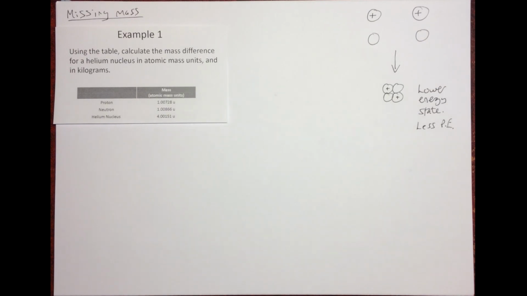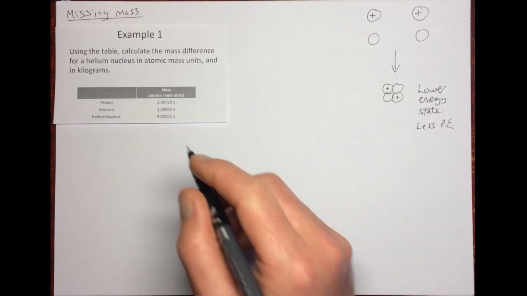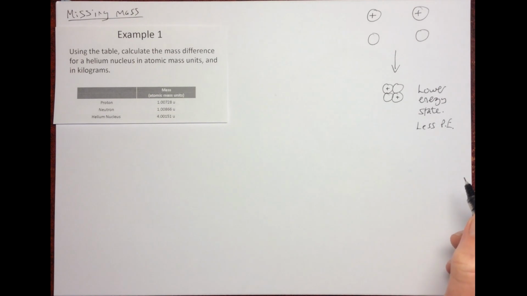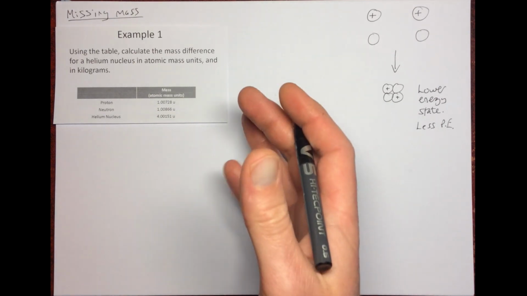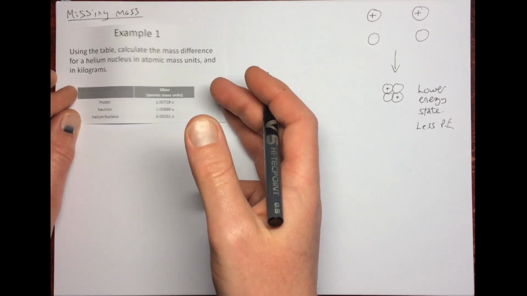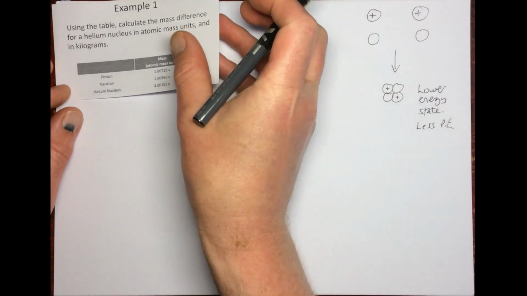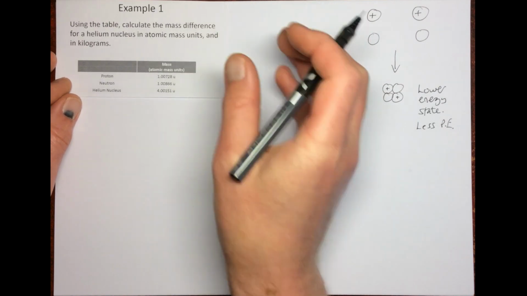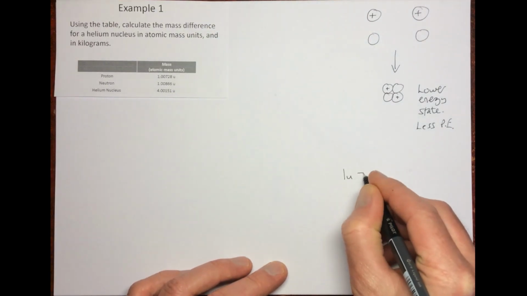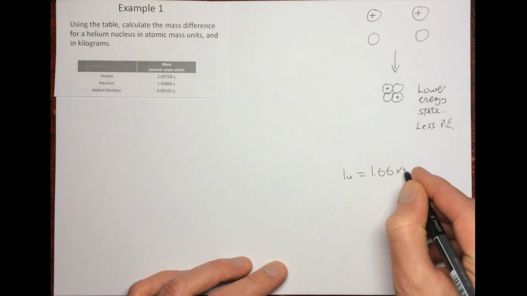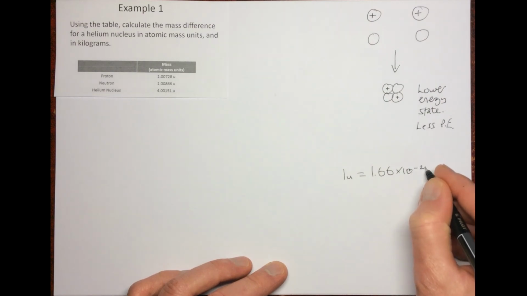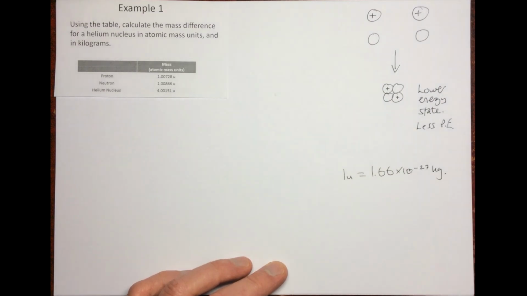Now, before we do this, we need to know something about this unit here, U. It's called the Unified Atomic Mass Unit, or atomic mass units. What you need to know is that 1U is equal to 1.66 times 10 to the minus 27 kilograms.